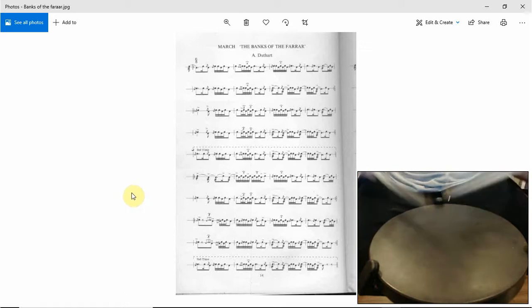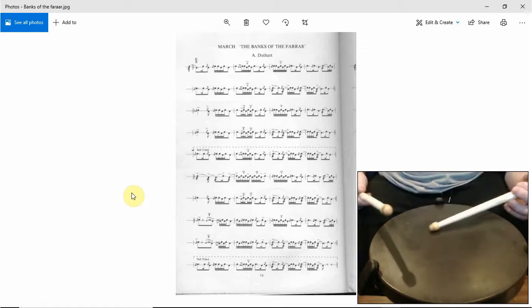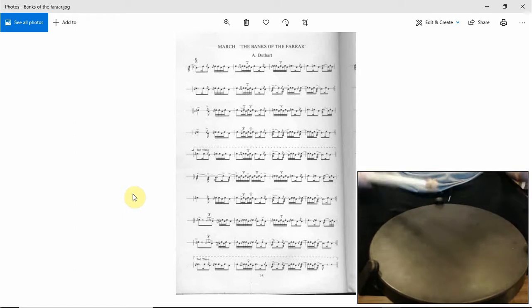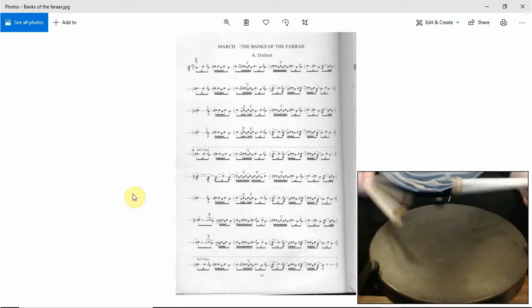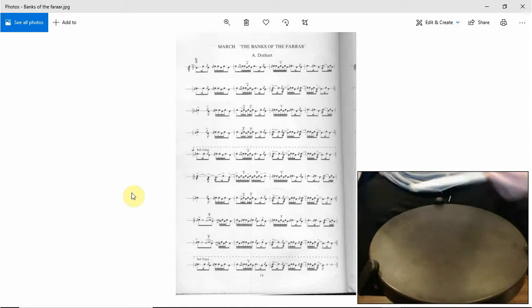1, 2, 1, 2, and then what we've got is a pattern for flam movement. So right, left, flam, flam on the left. So right, left, right and flam, right, left, right and flam, left and flam. Then right, left.